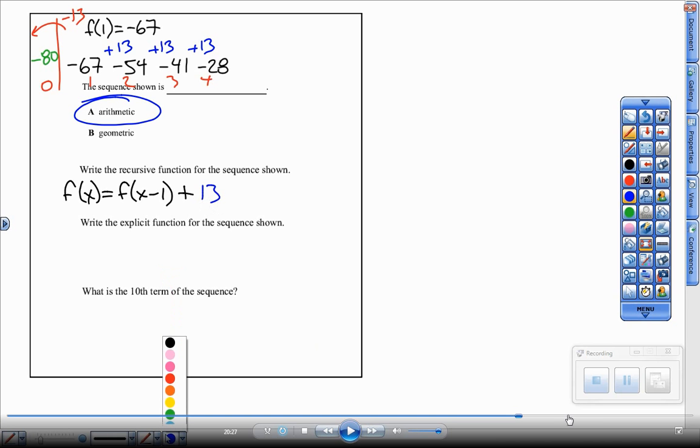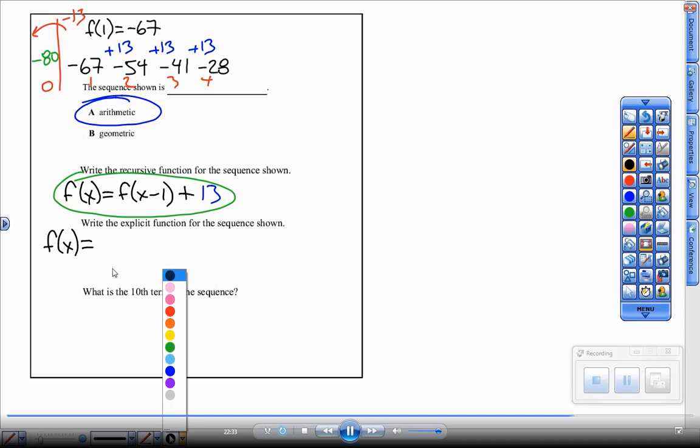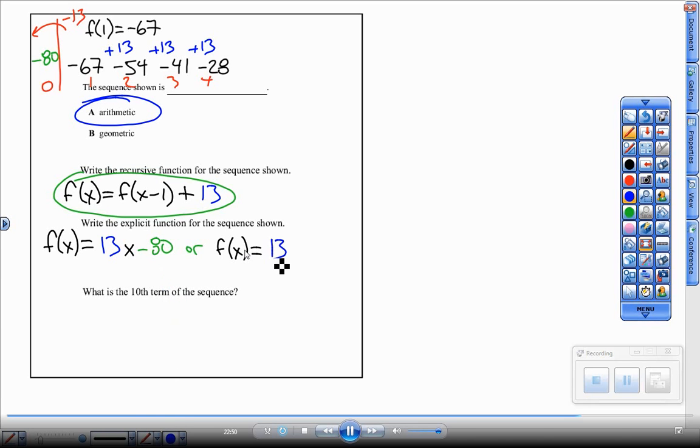The geometric, or the explicit, for this one, give me f of x equals 13 times x plus the 0 term, negative 80. Or f of x equals 13 times x minus 1, minus 67. Both of those will work if you plug in 10.